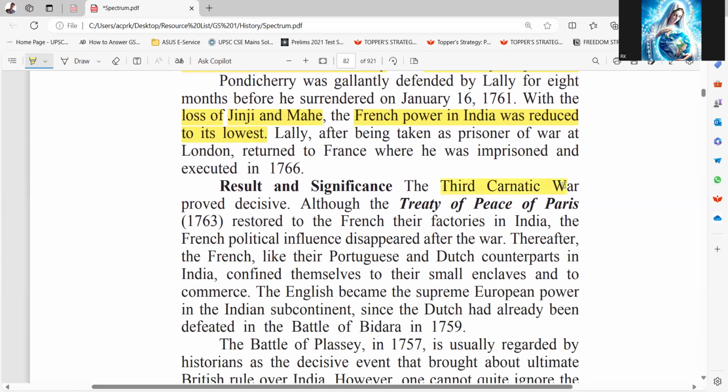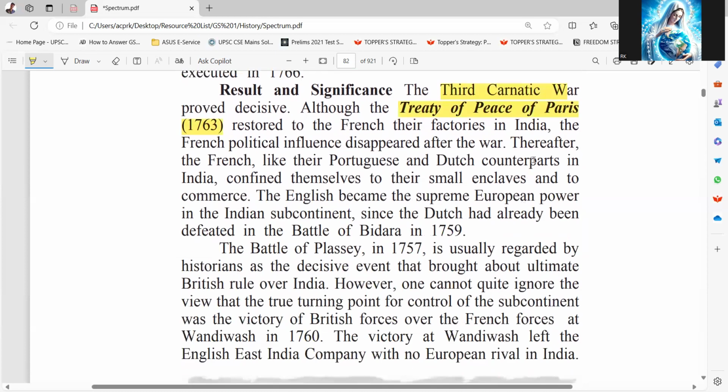Result and significance. The Third Carnatic War proved decisive. Although the Treaty of Peace of Paris 1763 restored to the French their factories in India, the French political influence disappeared after the war. Thereafter, the French, like their Portuguese and Dutch counterparts in India, confined themselves to their small enclaves and to commerce. The English became the supreme European power in the Indian subcontinent since the Dutch had already been defeated in the Battle of Bidara in 1759.